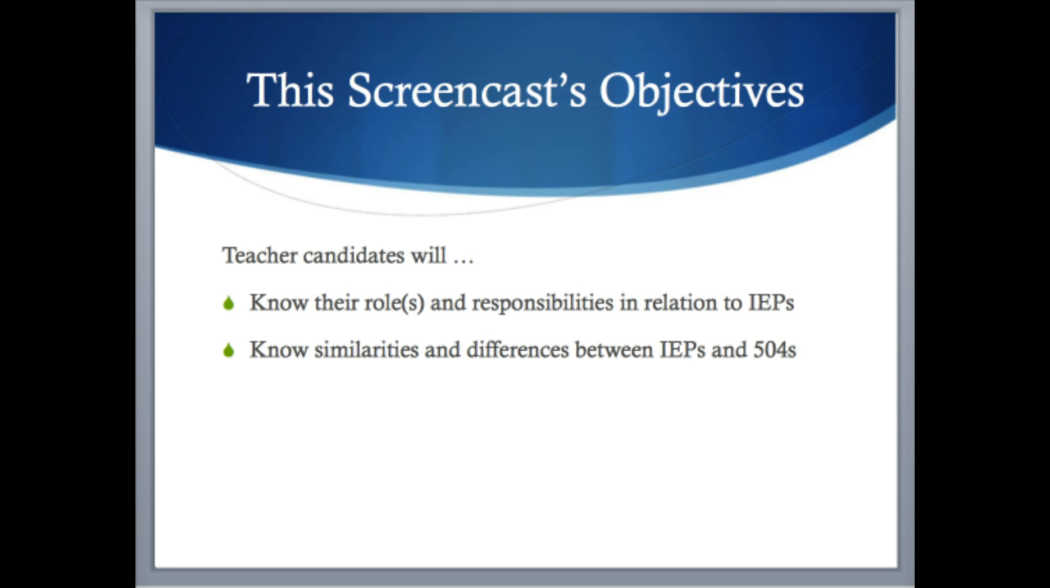Okay, so what we're trying to achieve through this screencast and the forum activities that you're going to do today are two things. First, you need to know what your roles and responsibilities are in relation to IEPs, and also 504s. I'm mainly focusing on IEPs to start with. And then the second thing is you will know similarities and differences between IEPs and 504s.